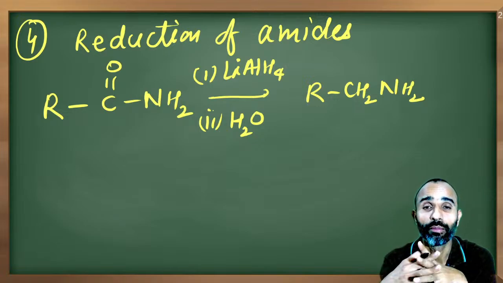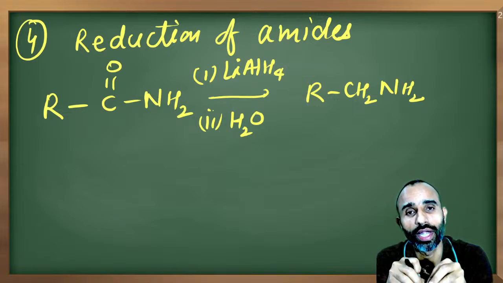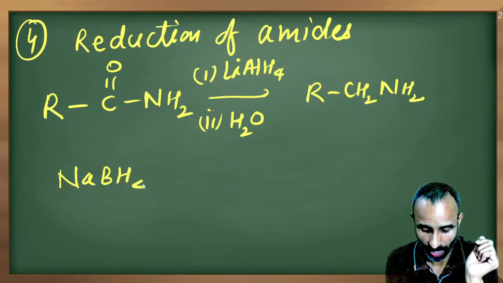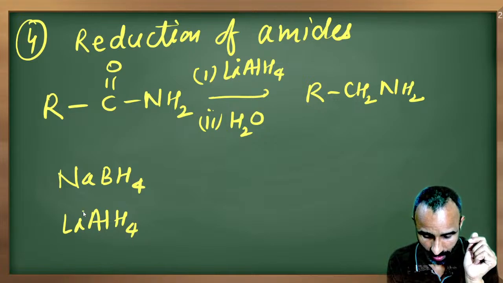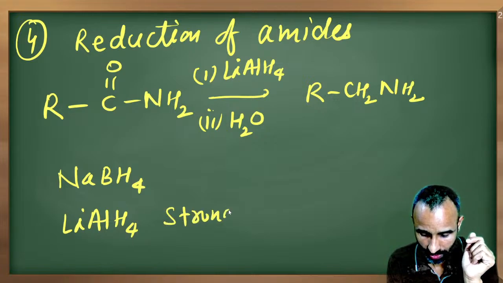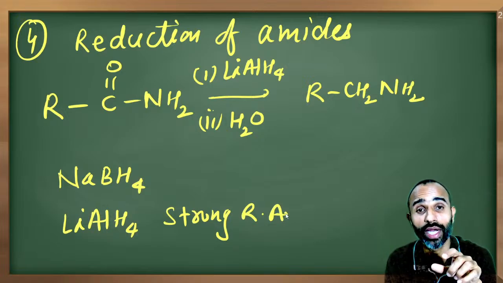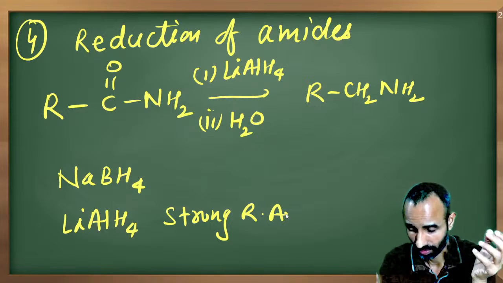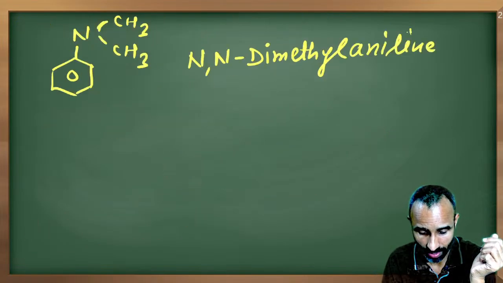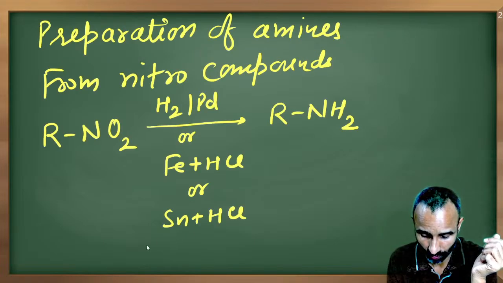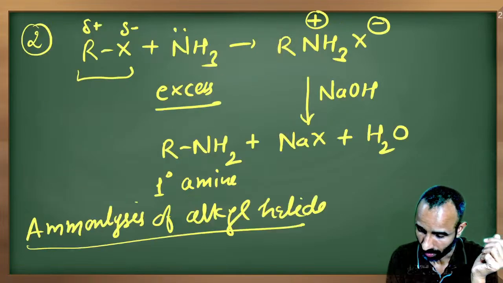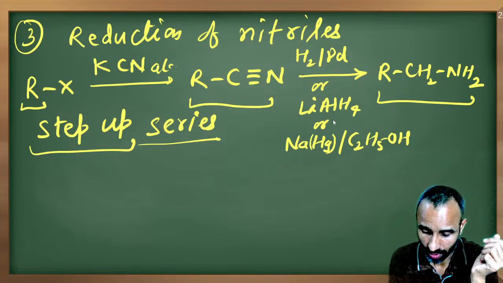No, NaBH4 is used particularly for aldehydes and ketones. Sodium borohydride is a mild reducing agent and lithium aluminum hydride is a strong reducing agent. Why is it so? Why is lithium aluminum hydride widely used even to reduce nitro compounds? Because for nitro compounds we can use lithium aluminum hydride. In nitrile even we can use lithium aluminum hydride.